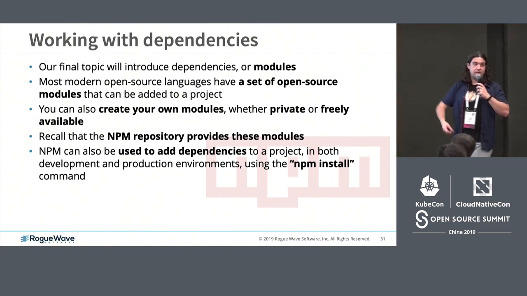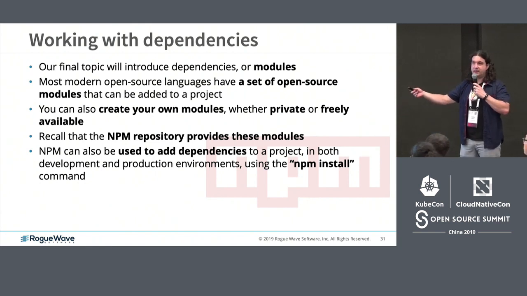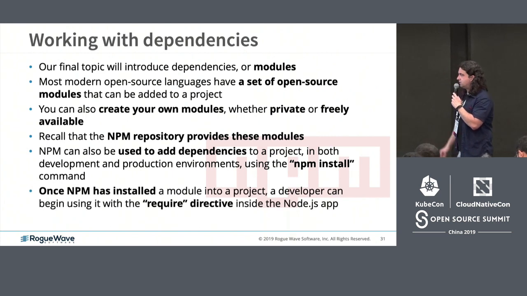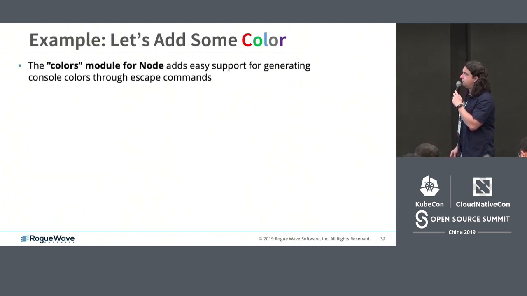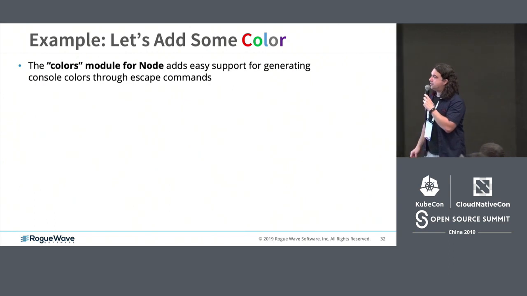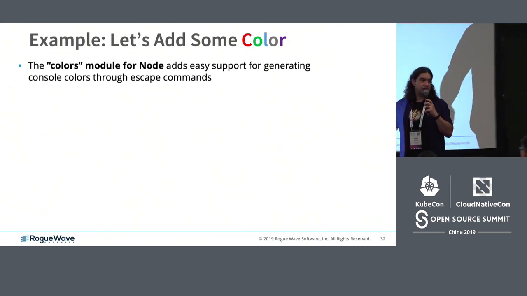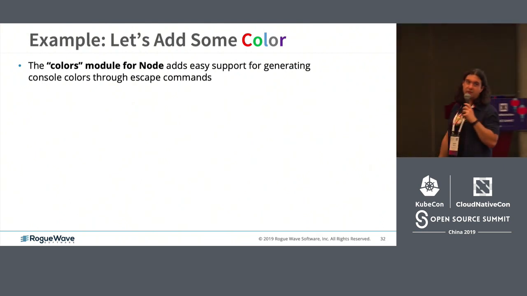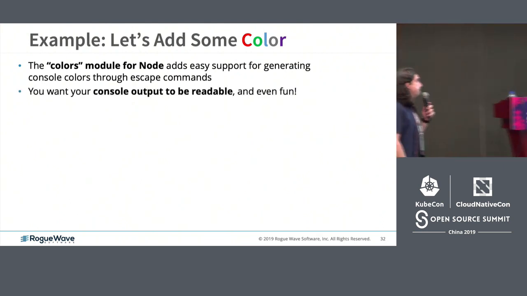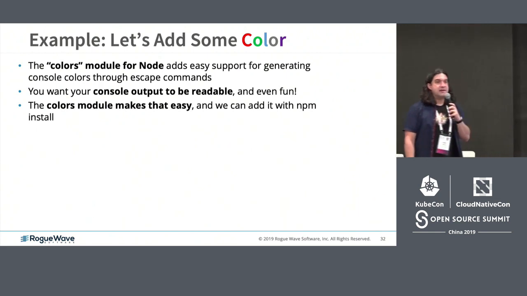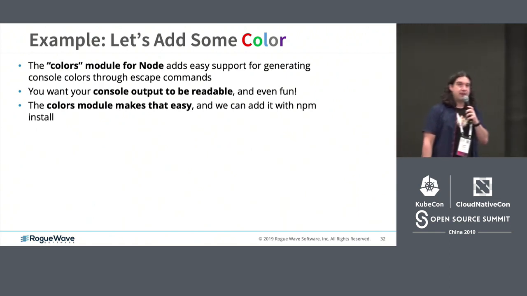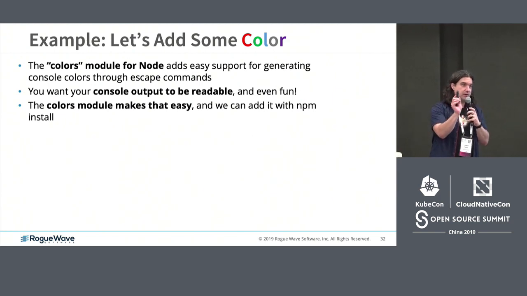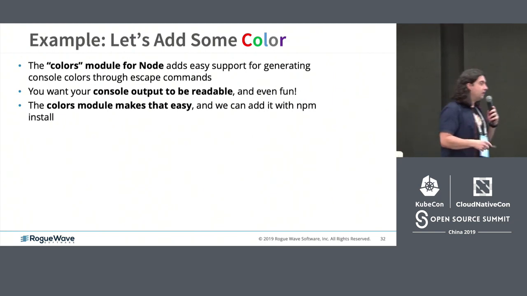But it's not NPM install blank, like doing the whole build, like we saw a second ago. This is actually installing a particular module. So let's see what that looks like. Let's add a little color to our app. There's a module for Node just called colors, and it's for doing ANSI-generated color codes in the terminal. You want it to be readable and even fun. And as you start working with more and more Node.js apps on the command line, you'll find that people actually do care about this. Like, they're putting cool little UTF icons and stuff in their code and putting colors in and everything.